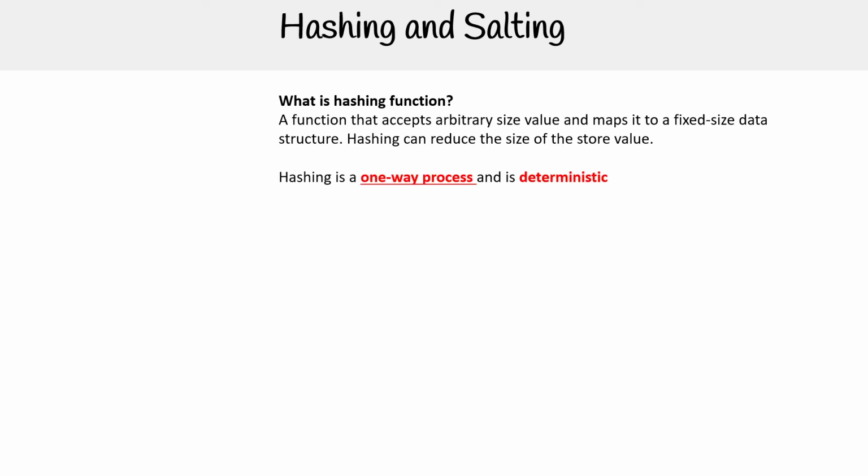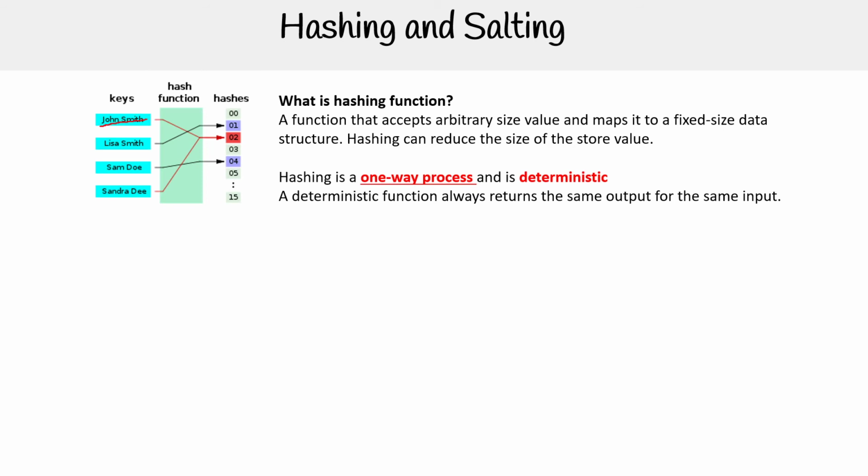So hashing is a one-way process, meaning once you turn that text into a hash, it's basically unreadable at that point, and it's deterministic, meaning that it's a process where the input will always produce the same output. So if you always give it John Smith, it's always going to produce O2, all right? Now, the hash can be whatever. It doesn't necessarily mean John Smith will be O2. It's just based on how the hashing function works, okay?